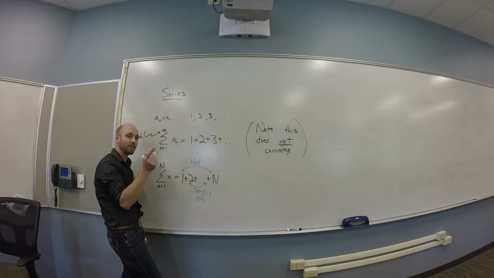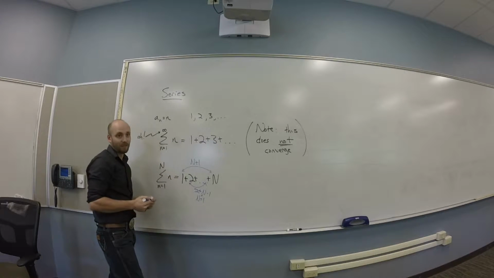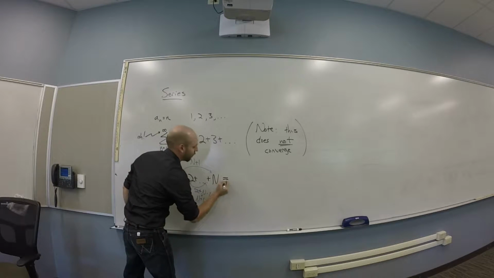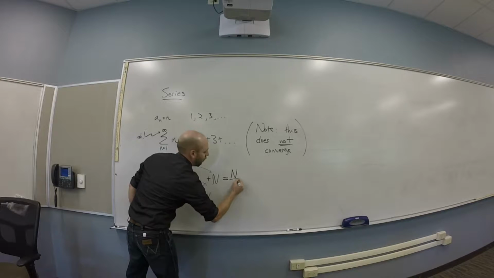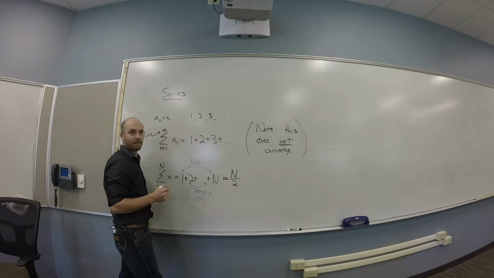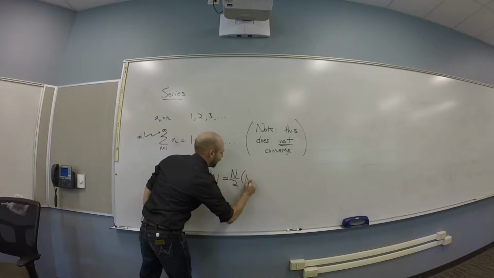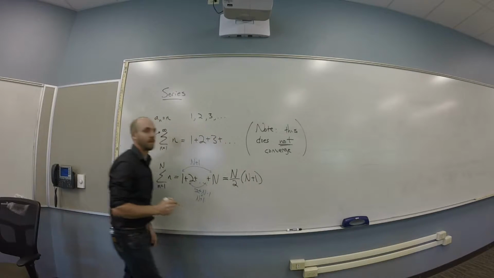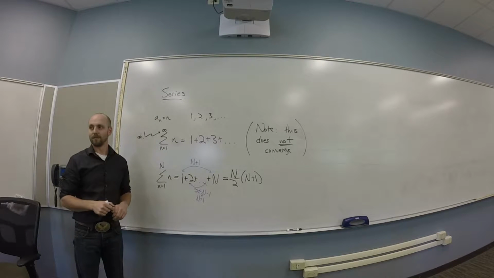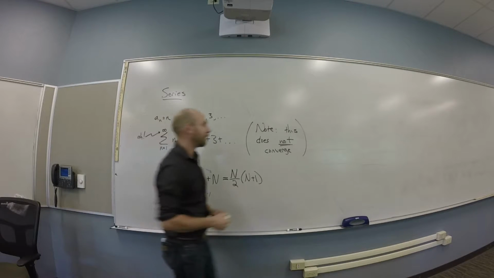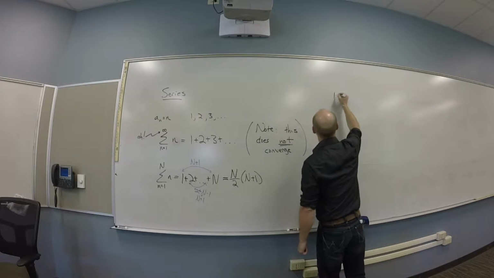And then how many pairs are there? Half. Yeah, there's half, right? So this thing actually sums to N over 2, that's how many pairs there are. And then they all add up to N plus 1. Cool, this trick? So with that trick, we can answer this question.